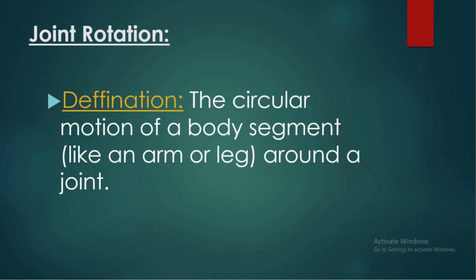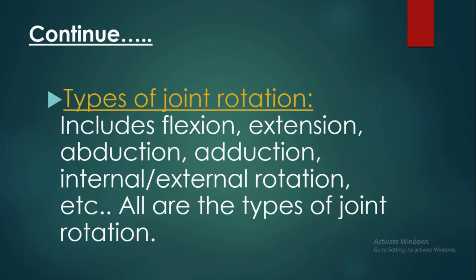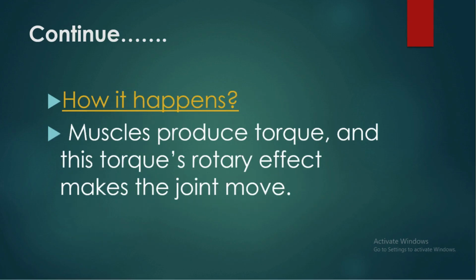So what is joint rotation? Basically, it is the circular motion of a body segment, like an arm or leg, around a joint. There are types of joint rotations, which include flexion, extension, abduction, adduction, internal or external rotation, etc. All are types of joint rotations.